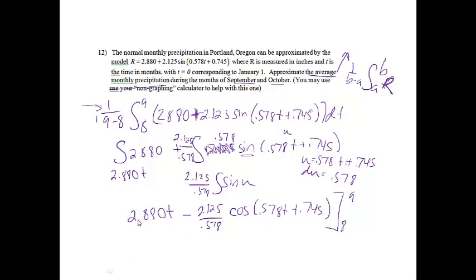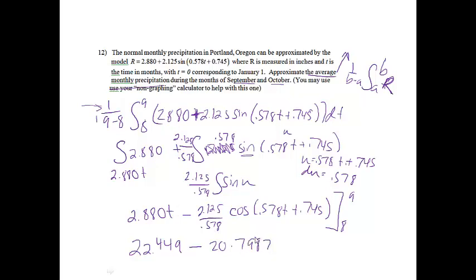So basically what I'm going to be doing now is I'm going to plug in 9 for all parts of this answer, and if I plug in 9 for all parts of that answer, I'll get 22.449, and then minus, if I plug 8 into both parts of that answer, I will get 20.745.